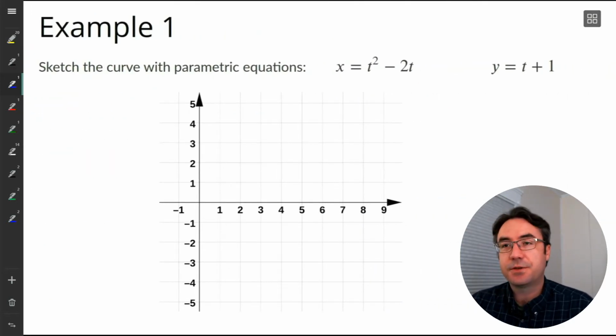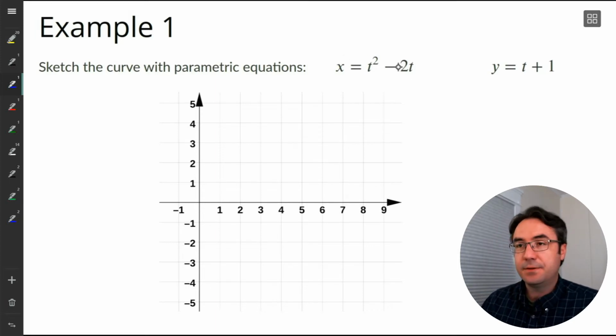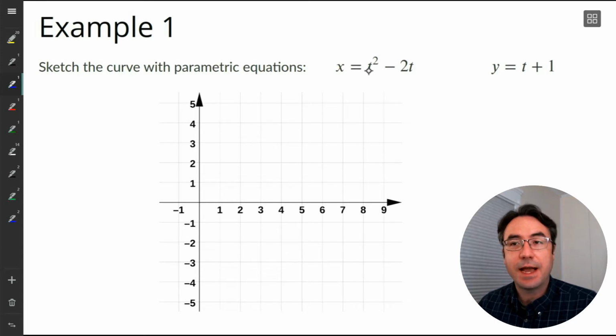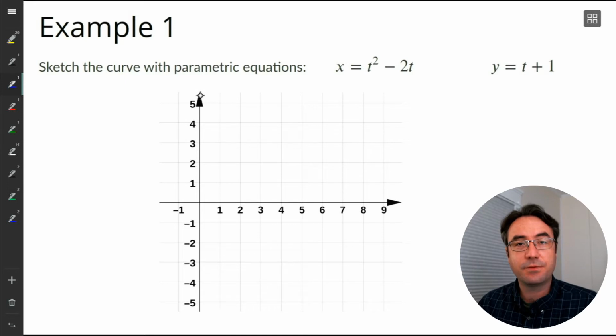So let's sketch the curve with parametric equations x equal to t squared minus 2t and y equal to t plus 1. So we have one equation that describes our x position at time t, and a second equation that describes our y position at time t. To sketch our parametric curve, we're just going to look at a few different time values, see what the corresponding x and y values are, plot those points, and then connect the dots.